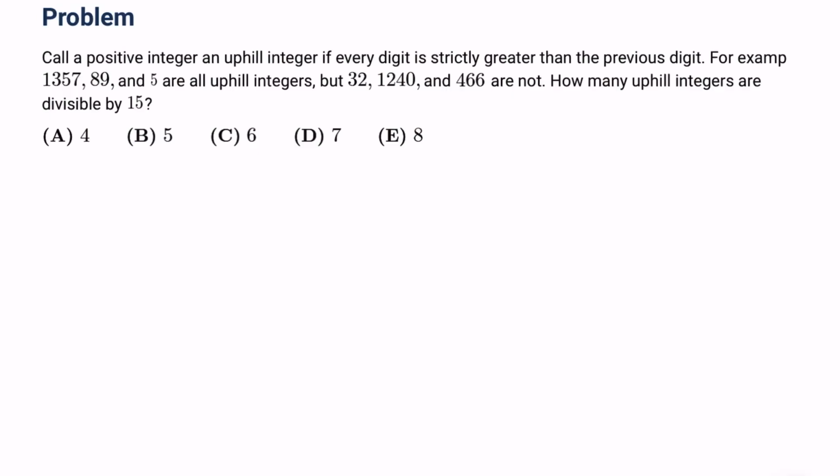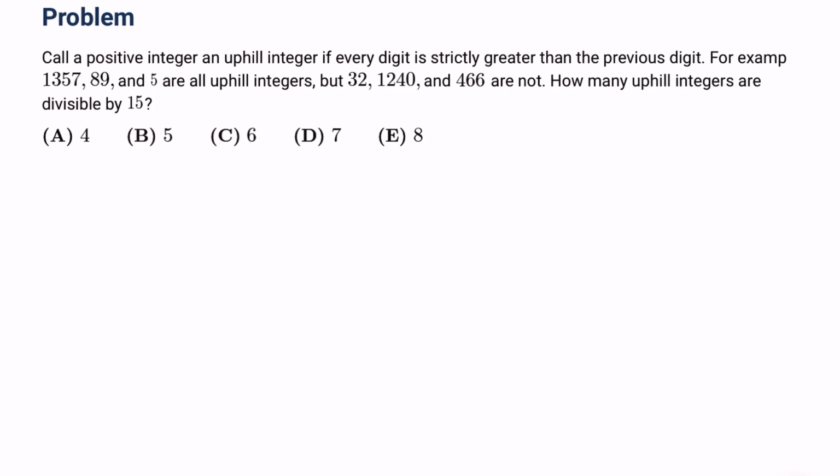The problem states, call a positive integer an uphill integer if every digit is strictly greater than the previous digit. For example, 1,357, 89, and 5 are all uphill integers, but 32, 1,240, and 466 are not. How many uphill integers are divisible by 15?